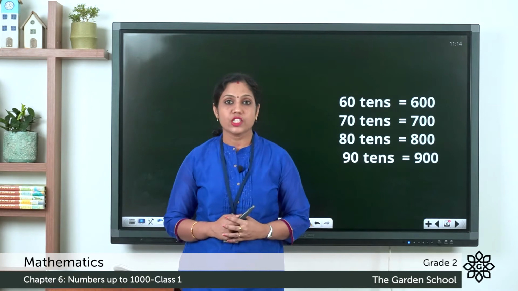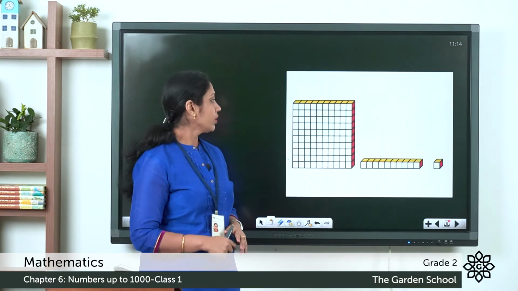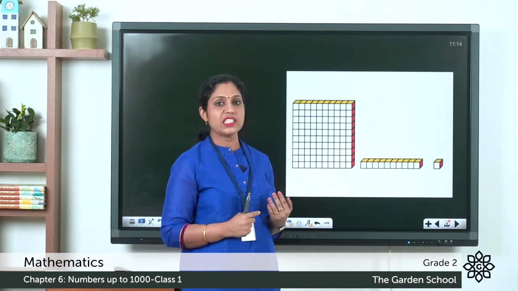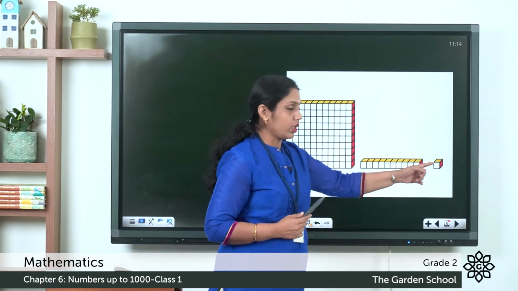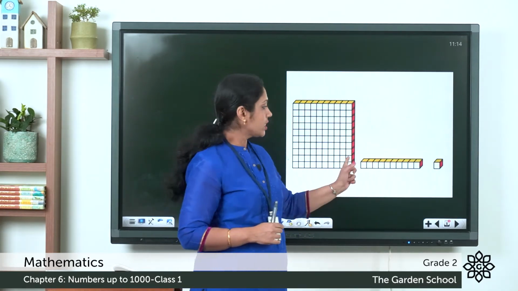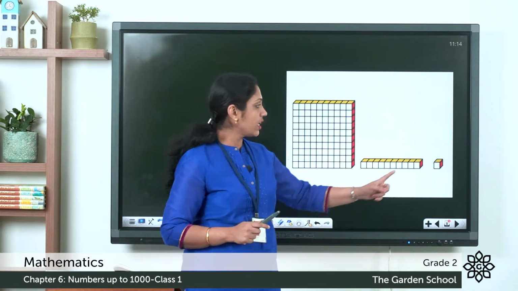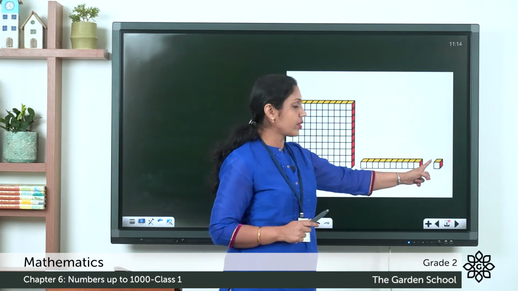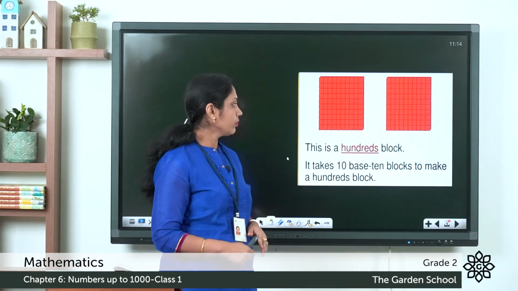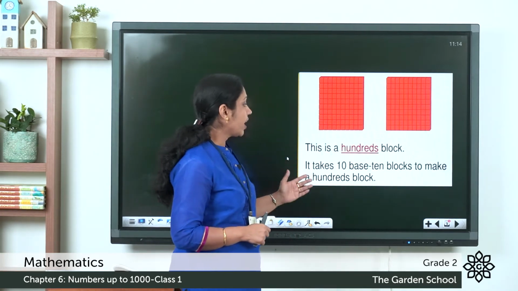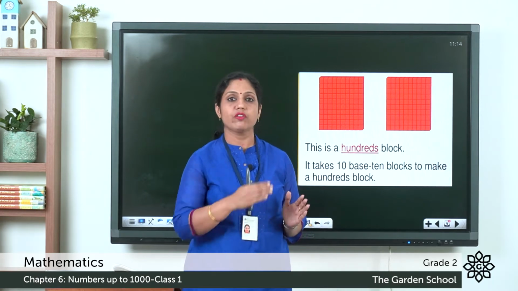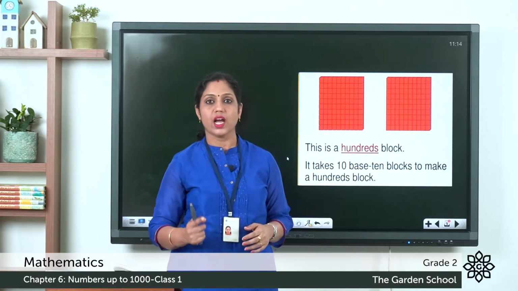So now let's move on to our next topic, that is forming numbers. Here you can see the blocks. We always know the place value. When we count, we start from the ones place, from the right side. So this block represents ones and this block, we have seen it already, represents tens. You can see that there are 10 blocks. So that position is the tens. See, ones, tens, hundreds. So this represents the ones block, this represents the tens block and this represents the hundreds block. See, this is a hundreds block. It takes 10 base 10 blocks to make a hundreds block. So 10 tens makes 100. So if there are 10 blocks of tens, it makes 100.